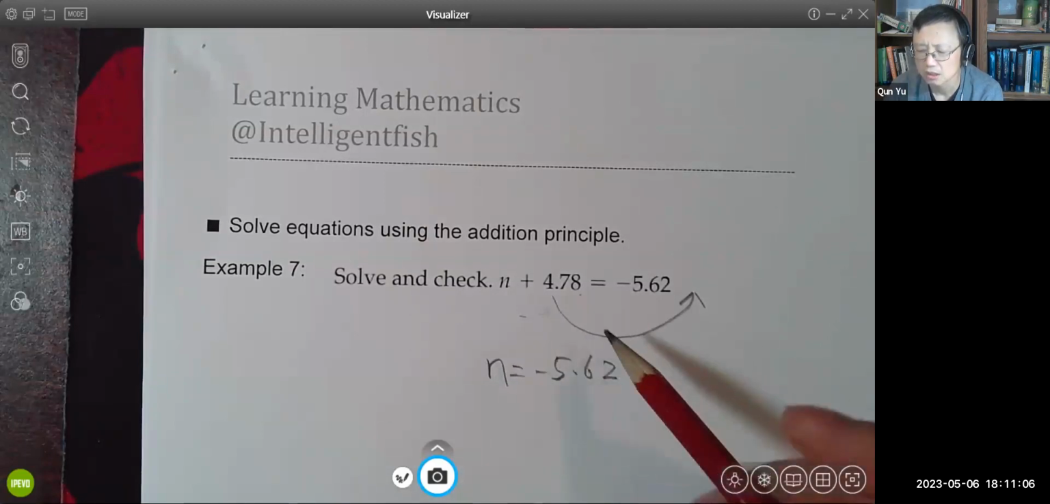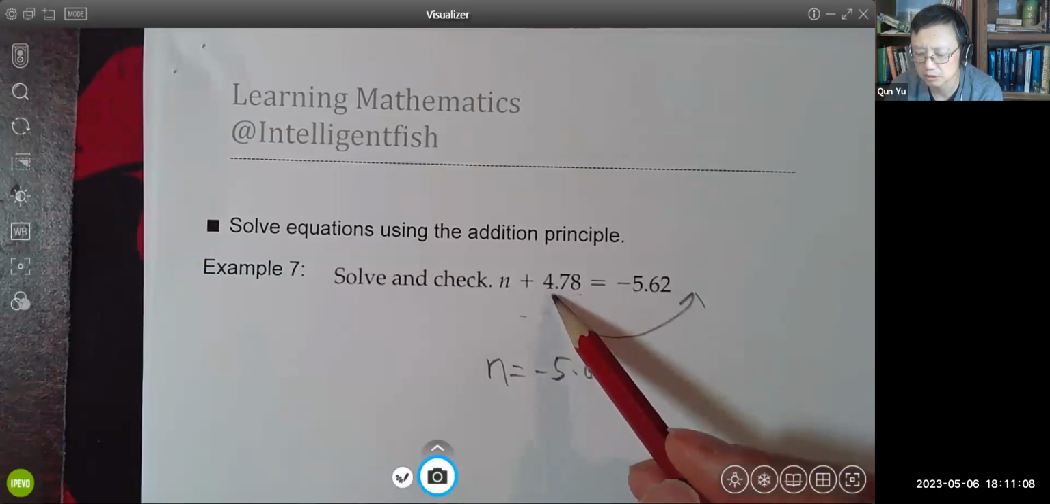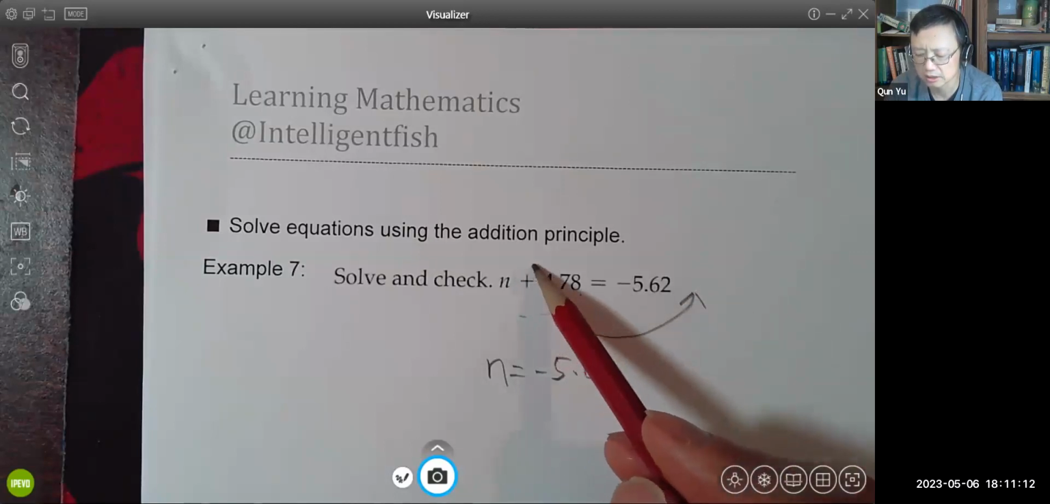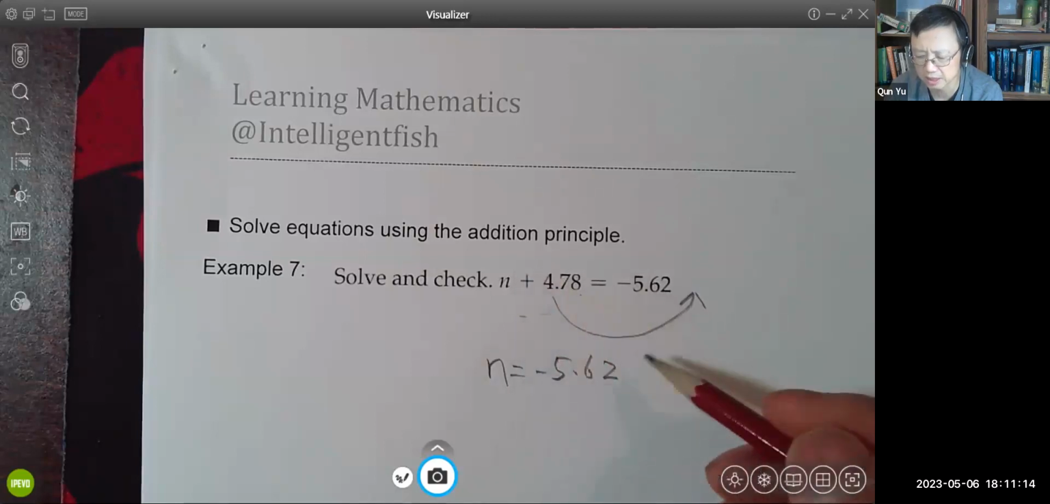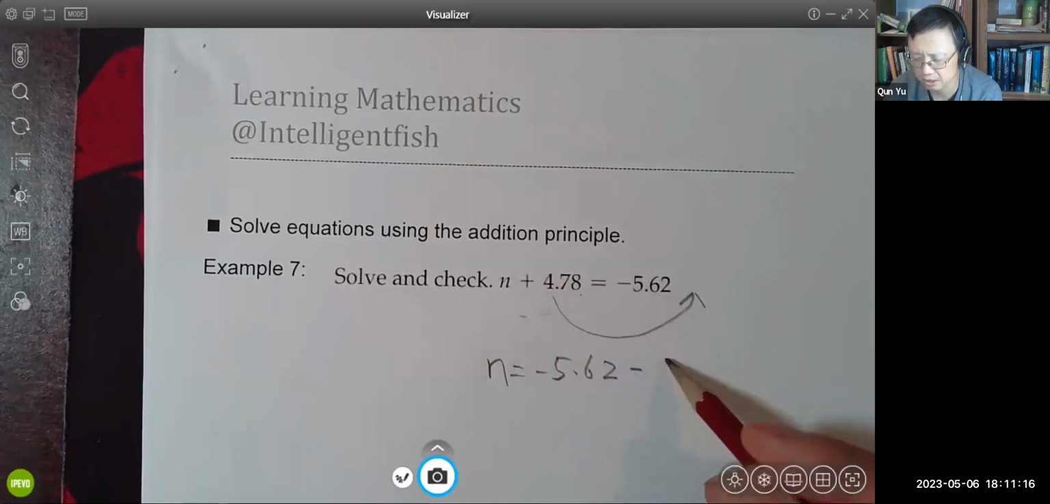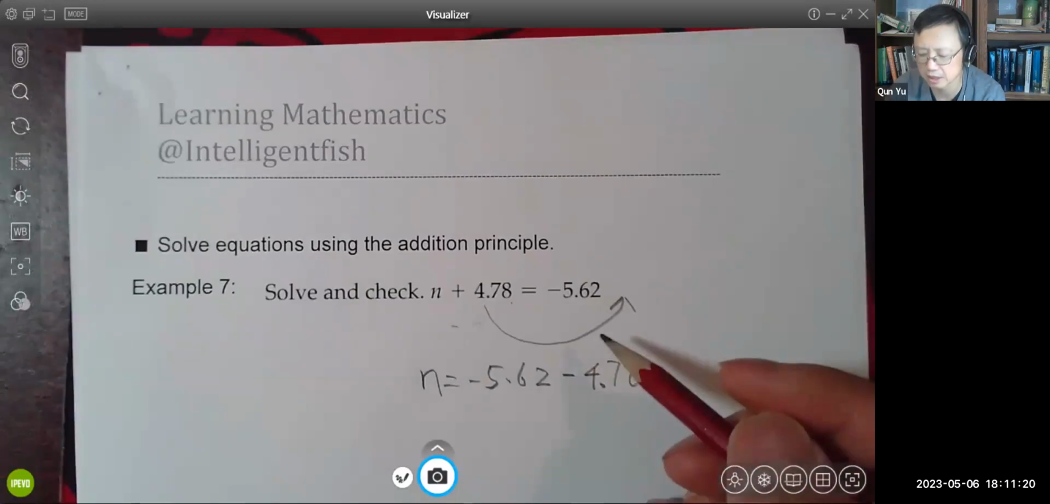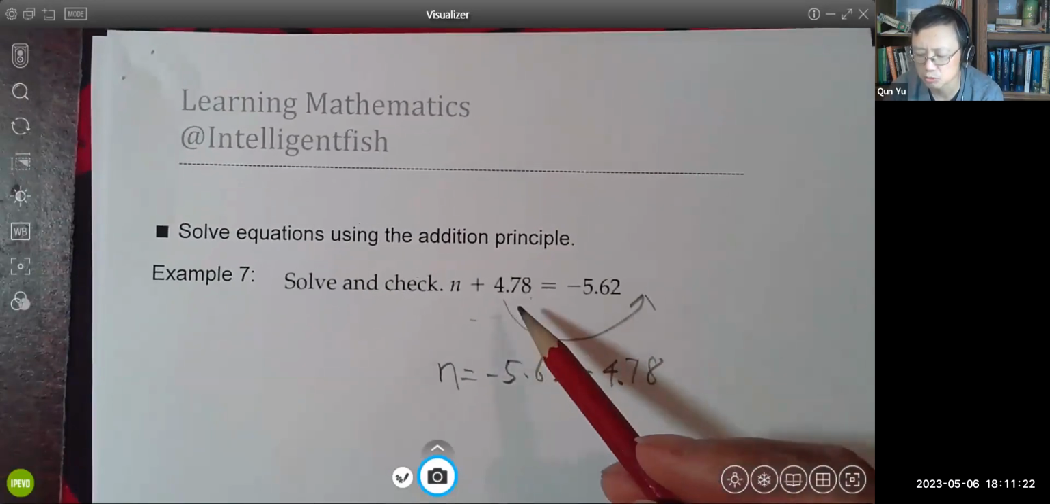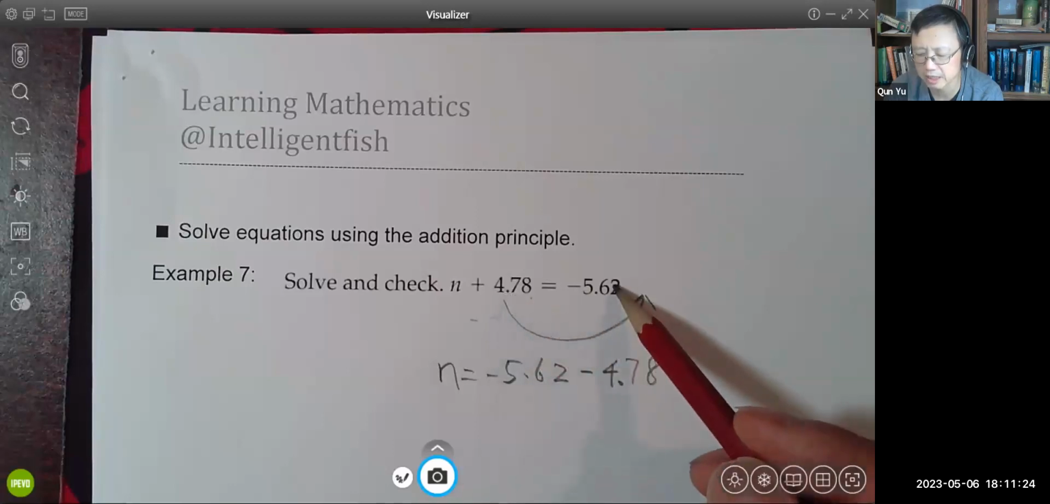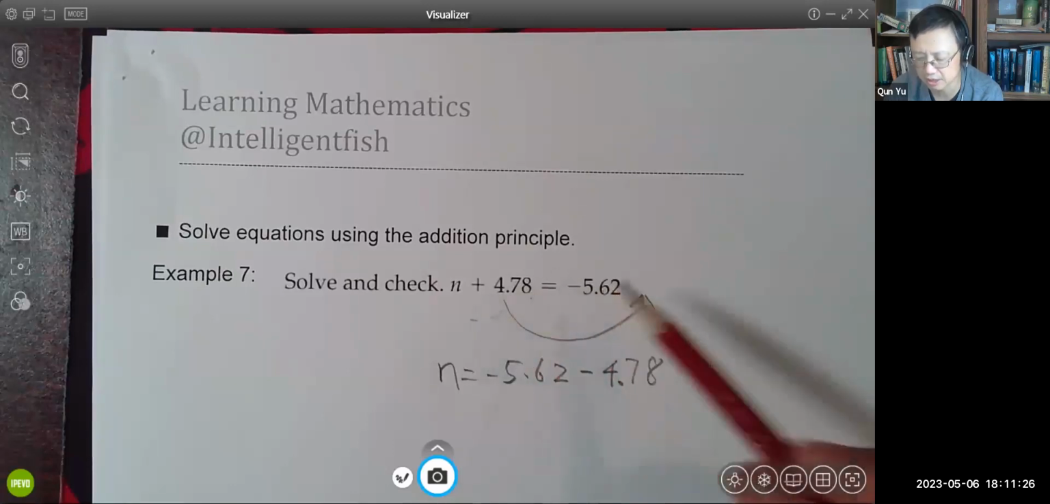5.62. Whenever you move a term to the other side, you also change the sign of that term to the opposite sign. So minus 4.78. The reason we change the sign to the opposite is because you move this term to the opposite side, left-hand side, right-hand side.